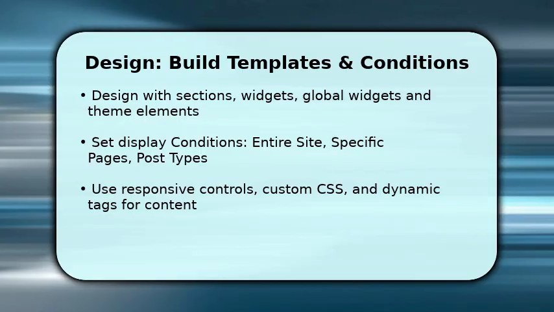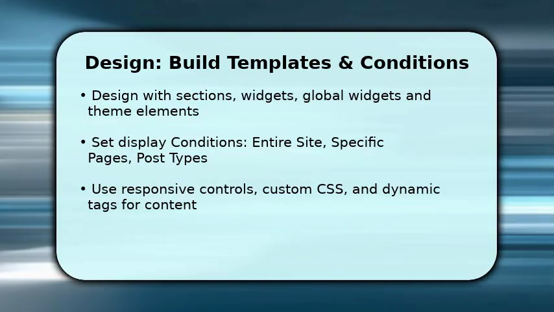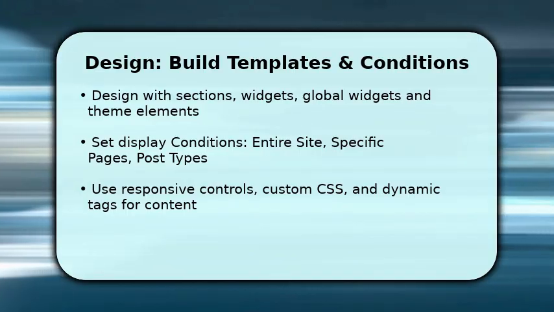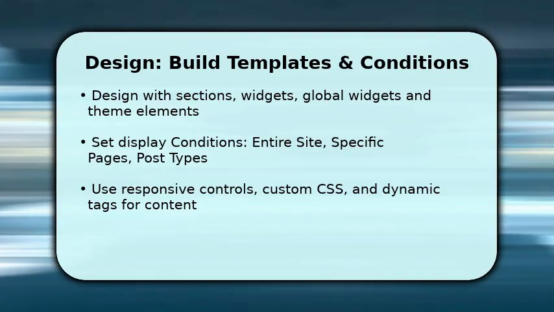Then set display conditions so a header appears on the entire site or only certain post types. This is how you control scope. Make sure to use responsive settings for mobile, tablet, desktop, and add dynamic tags for titles, post meta, and images. Once each template is saved, test various pages to confirm content displays correctly, and styles cascade as intended.